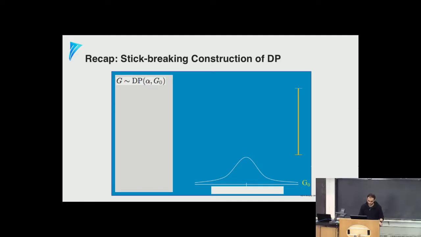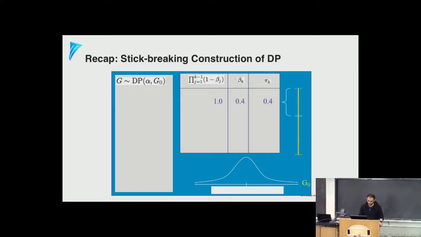Right, so we have the stick. We go one by one, and this is the first break. We've broken it. We get some pi, or the weight, 0.4 in this case, and then we select the corresponding theta 1, right? And then we break the remainder. So we happen to break and get 0.5 of the remainder of the stick, and then we multiply it with the actual remainder size, and then we get 0.3 in this case, and we select the corresponding component.